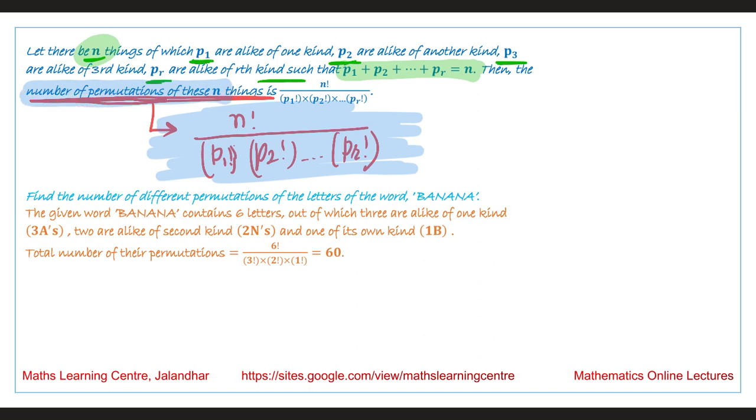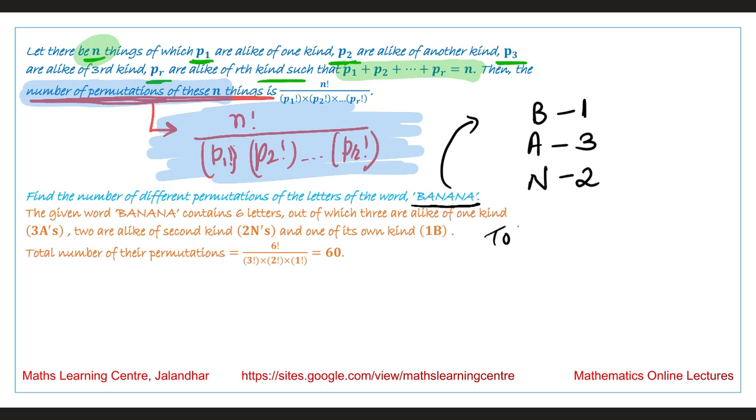Based upon this, we have certain problems. First is: find the number of different permutations of the letters of the word banana. In this case, we have letter B one time, then A three times, and then N two times.